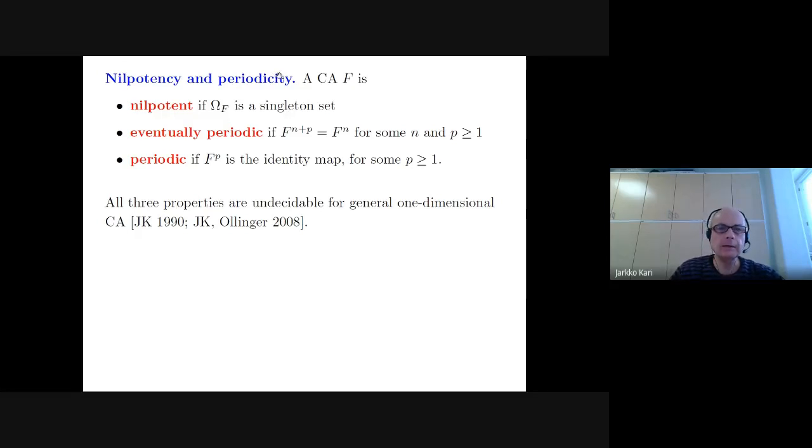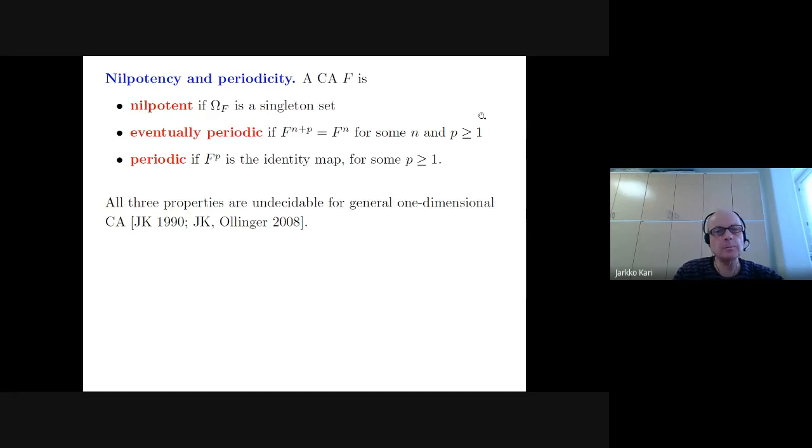A cellular automaton is eventually periodic if the map starts to repeat itself after some time. There's some period P such that after some time N, you start to repeat with period P, no matter what your initial configuration was. And it is periodic if it's directly periodic: you return to the initial configuration after some time P, no matter what your initial configuration is. We know that these are all undecidable for one-dimensional cellular automata.